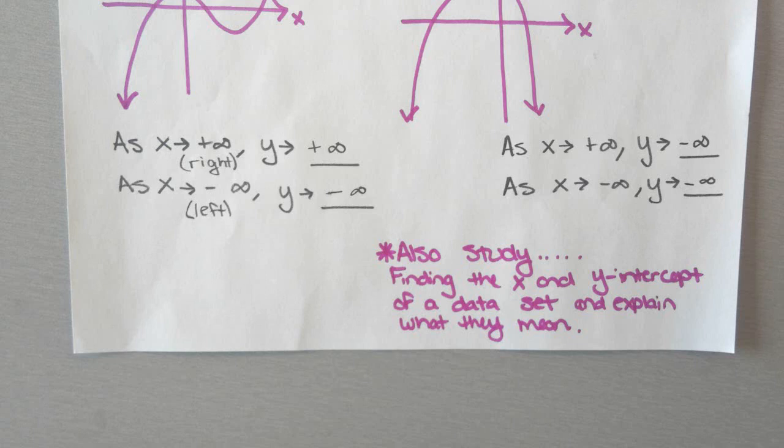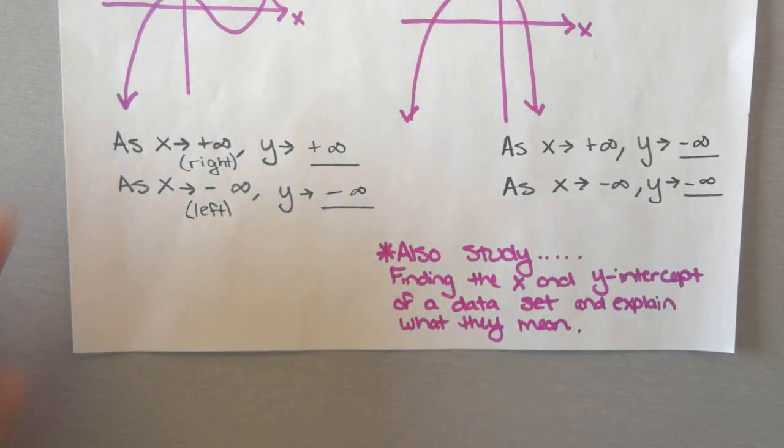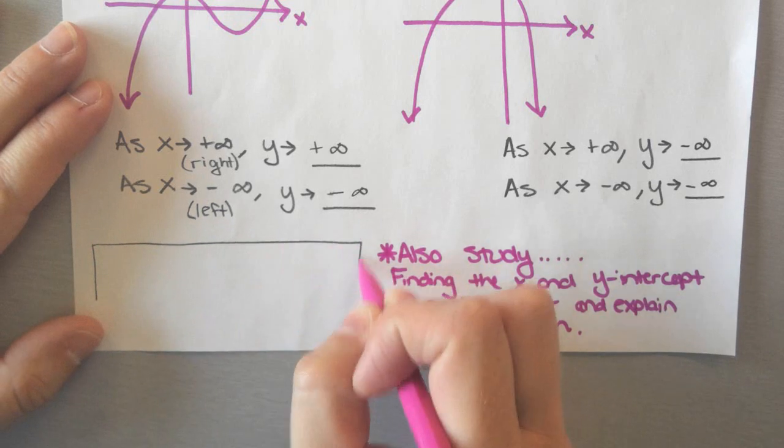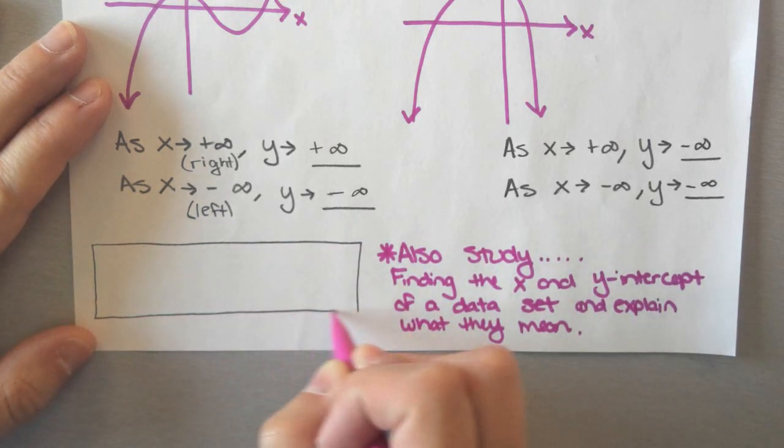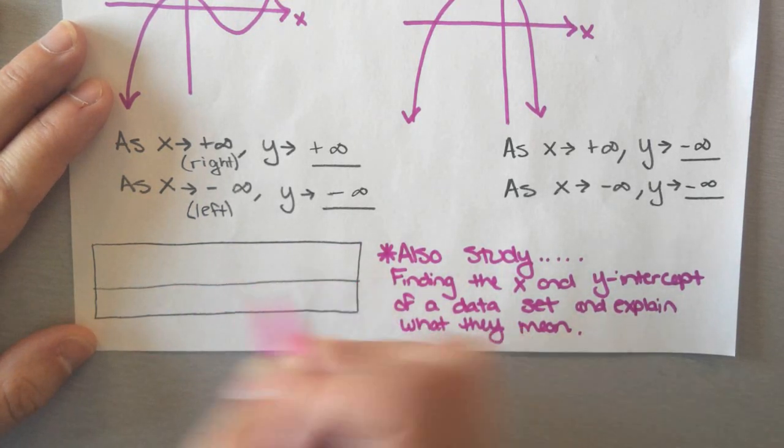Beyond what we just talked through together, there's one other idea that I want to make sure you study that's on the quiz above and beyond all this. Make sure that if I gave you a data set, you could find the x and the y intercept. Let me show you what I mean. I'm going to steal the idea that they used in the story problem.